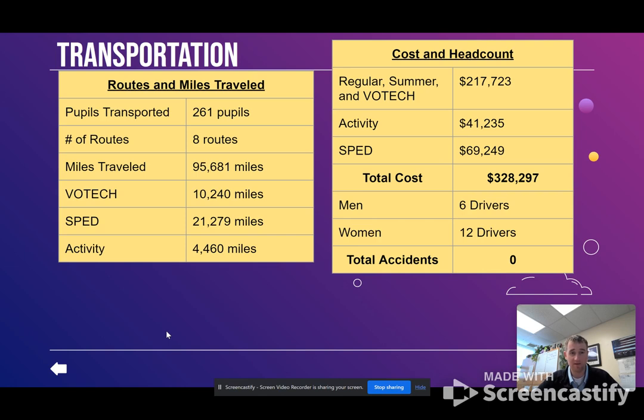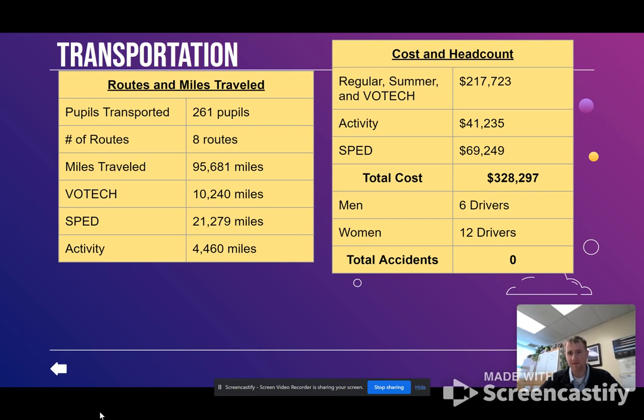Our special ed activity or special ed routes, transporting students to our RCEC, the co-op in Hutch, and different schools around our area, just over 21,000 miles. And then our activity routes at about 4,400 miles. Looking at costs and headcount for regular bus routes, summer school, and VOTEC, we spend just over $200,000. Activity routes, just over $40,000, and for special education, almost $70,000, for a grand total of $328,297.